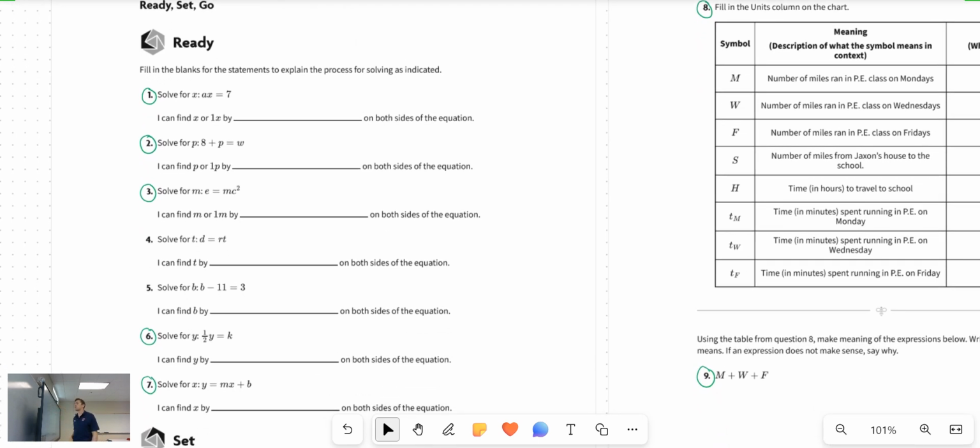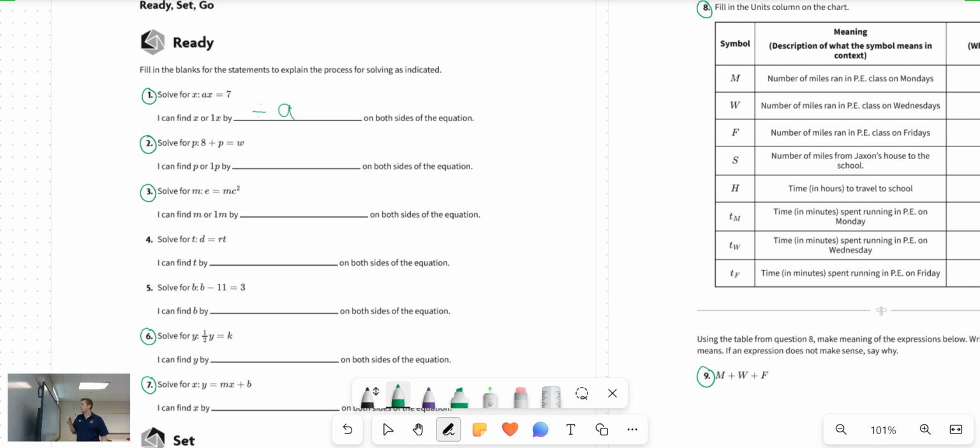So, for the Ready portion, fill in the blanks for the statements to explain the process for solving as indicated. All right, so solve for x, where the equation is ax equals 7. I can find x, or 1x, by dividing by a, right? We're going to divide by a on both sides of the equation, because if we have ax equals 7 and we divide both sides by a, we'll just be left with x equals something. So that's how we would do that first one.